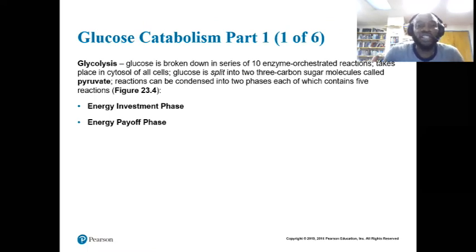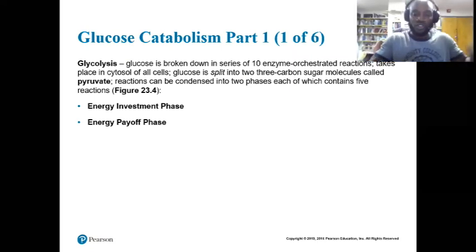So glucose is broken down in a series of 10 enzyme orchestrated reactions. Enzymes, remember, those are the catalysts of your body's reactions. They help speed up reactions by reducing the activation energy. Glycolysis takes place in the cytosol of all cells. Remember, all cells need energy. It's part of being alive. One of the traits of living is that you need to use energy.